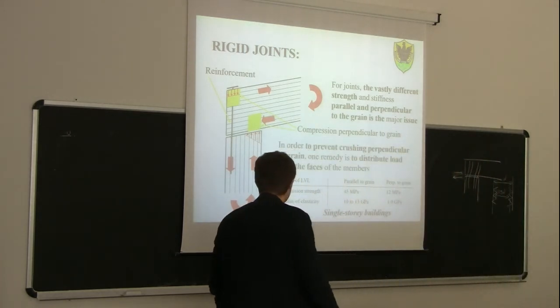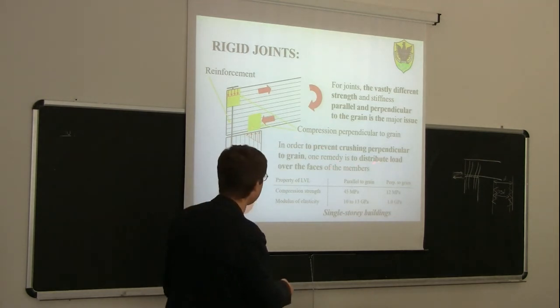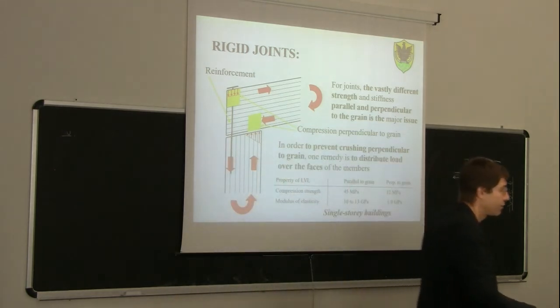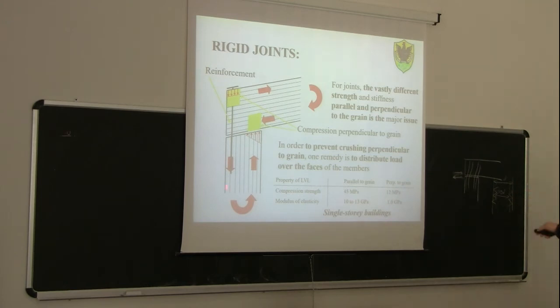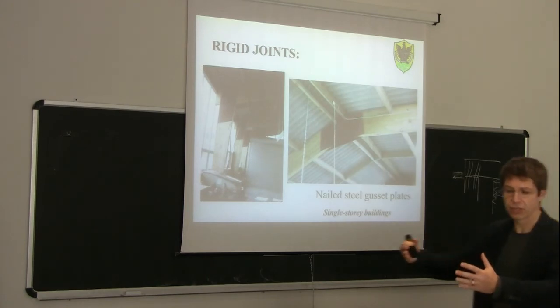So, in order to prevent crushing perpendicular to the grain and this flexibility, one possible remedy is to distribute load over the faces of the members. Which means, rather than having only one bar here, only this region here, it's better from the structural point of view, for sure not from the aesthetic point of view, to have a big steel plate extending from the column to the beam in order to distribute all those stresses not over one small region, but over a large region of the beam.